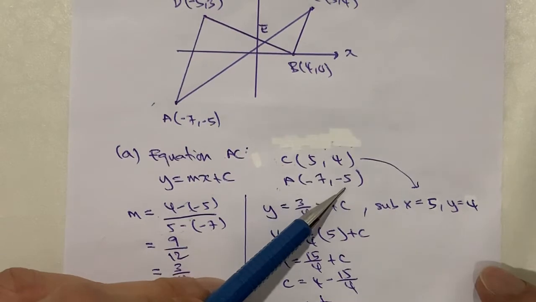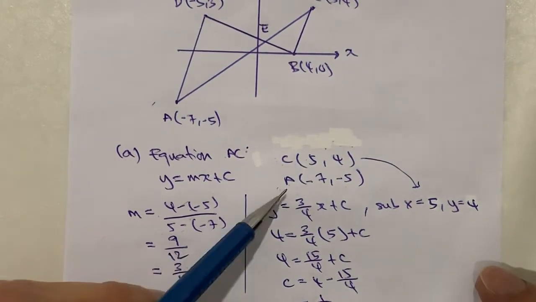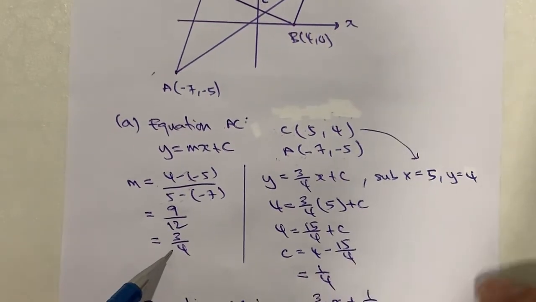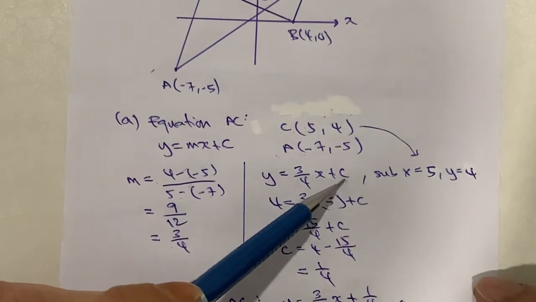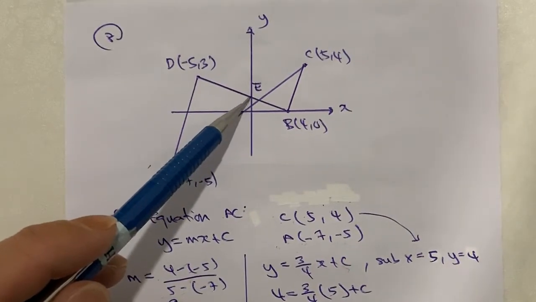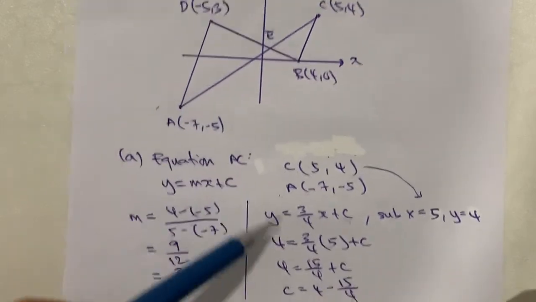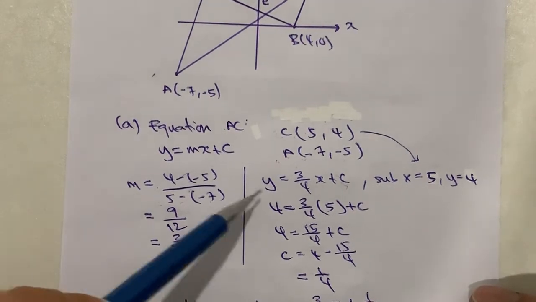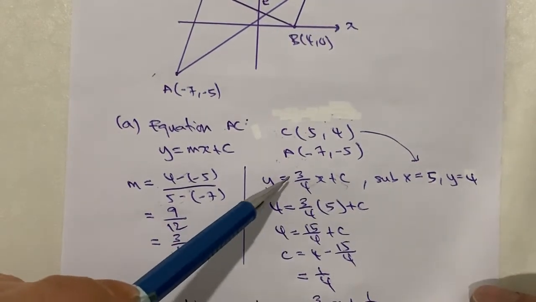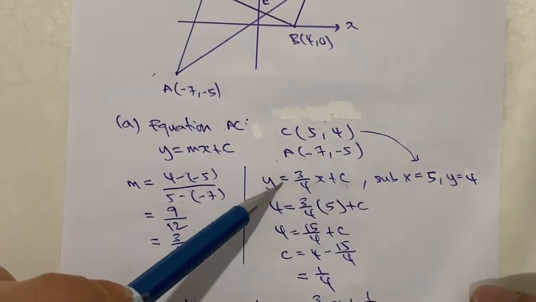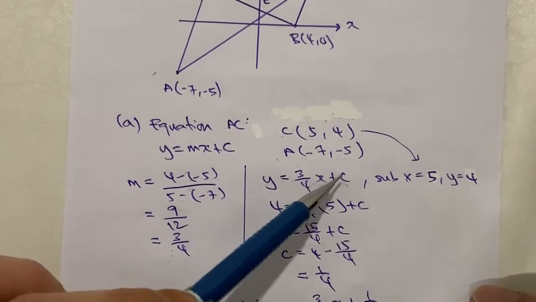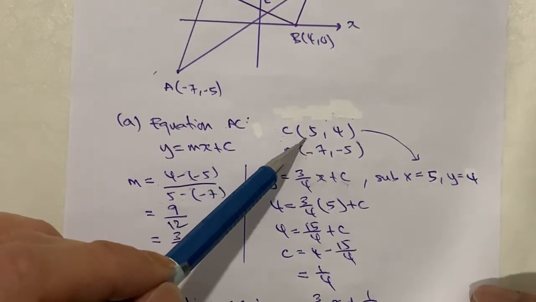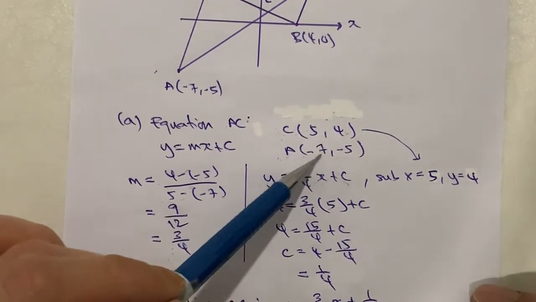So 4 minus negative 5 over 5 minus negative 7. This gives a value of 3/4. Next we have to find c. From this diagram there is no value on the y-intercept, so you have to calculate the value of c. When m is 3/4, y equals mx plus c becomes y equals 3/4 x plus c. I'm going to replace y and x from one of the coordinates of the line. The coordinate I chose is (5, 4), because there's no negative here.